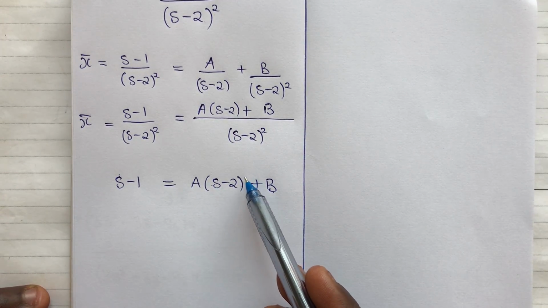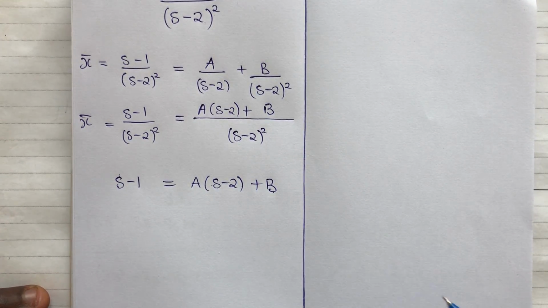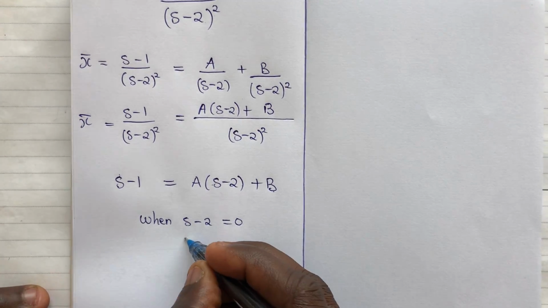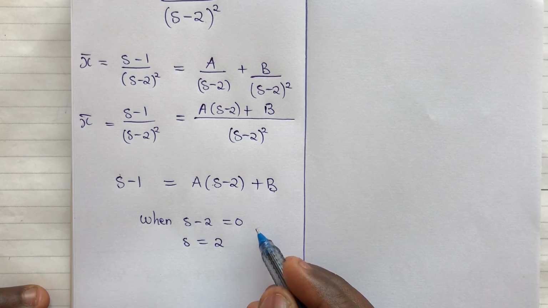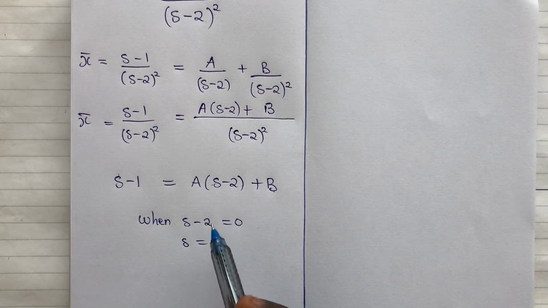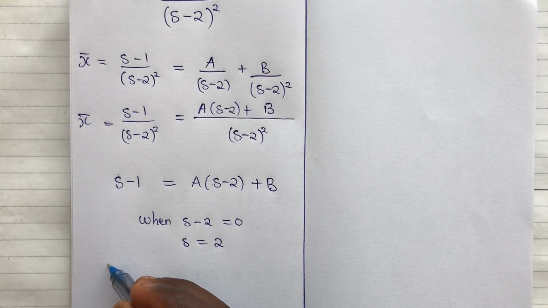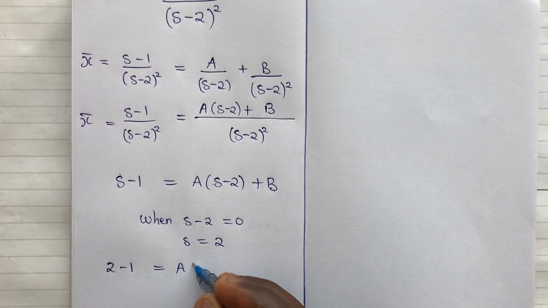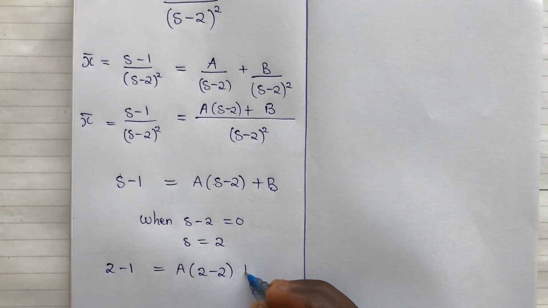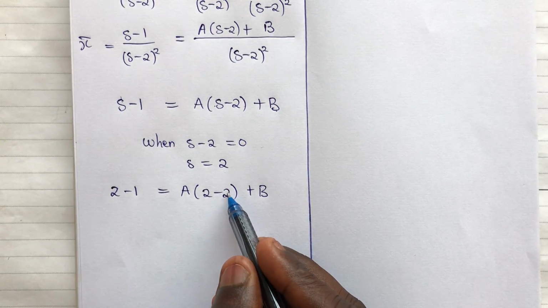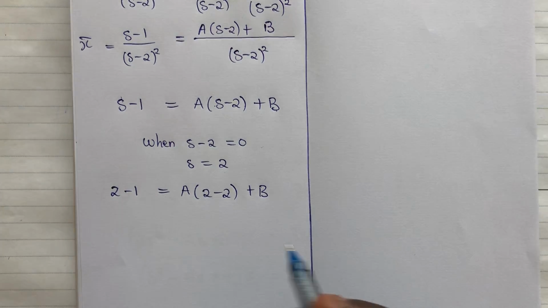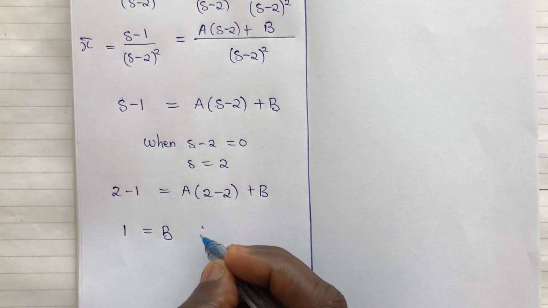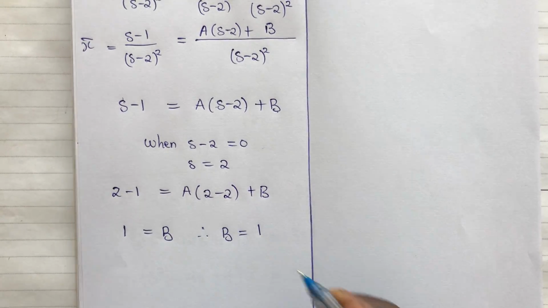So this bracket, I don't have a square term here, so it's very easy for me. When s minus 2 equals 0, s is equal to 2. Cross it. Wherever you see s, substitute what? 2. So this is giving us 2 minus 1, giving us a into bracket 2 minus 2 plus b. So this and this will give us 0. A is out. So 2 minus 1 is giving us 1 equal to what? B. So therefore, b equals 1.